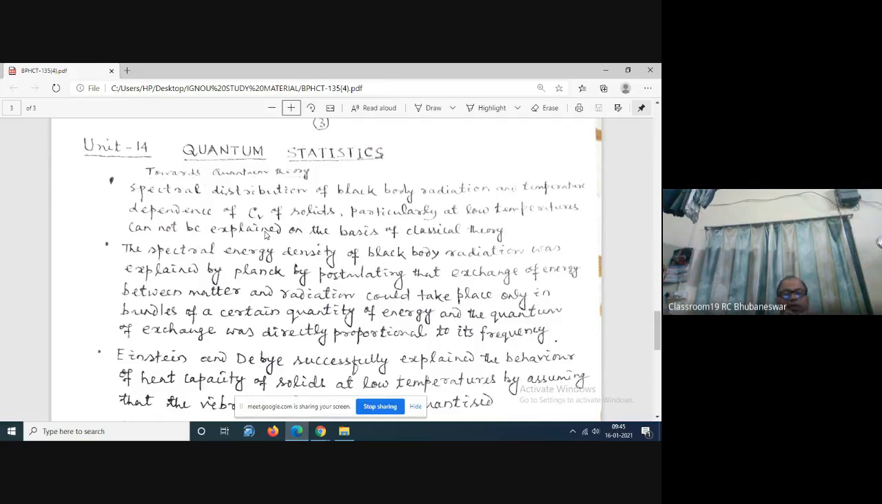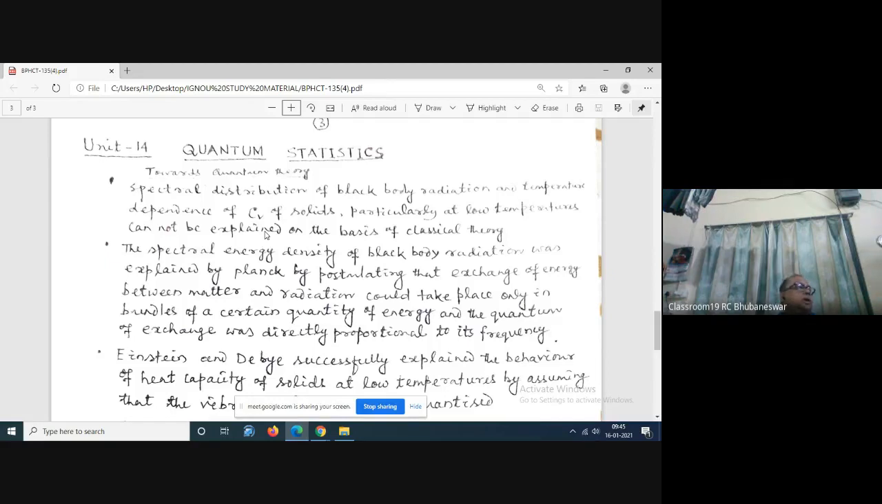Now see, the spectral distribution of black body radiation and the temperature dependence of the specific heat at constant volume of solids, particularly at low temperatures, are not explained on the basis of classical theory. Not only these two, other things are there: atomic spectra.